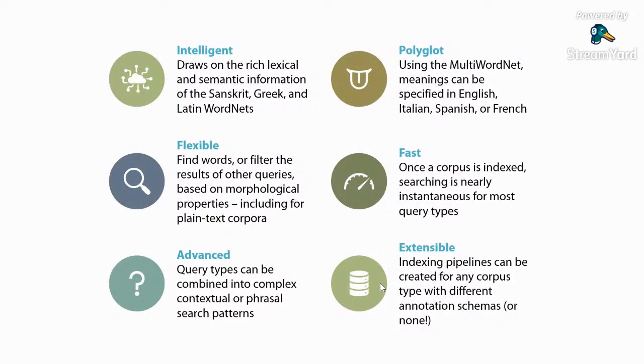From a bird's eye view, we can say the following about Cylleneus. First, that it is intelligent, not in the sense of an artificial intelligence or a deep learning system, although it could be used to support the creation of such systems, but in the sense that it draws on the robust lexical and semantic data of the wordnets, including information about lexical relations like derivation and composition, and semantic relations like antonymy, hypernymy, hyponymy, as well as domain relations, figurative relations, and so on.